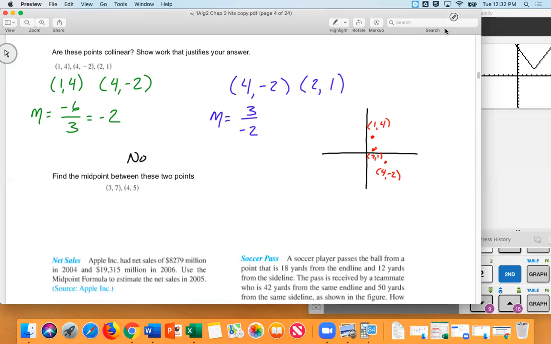Watch this. What's in the middle of 3 and 4? 3.5. What's in the middle of 7 and 5? 6. Guess what you just found? The midpoint. Now, it's not always that easy, but this is all we're doing. We're simply doing (3 + 4) divided by 2, (7 + 5) divided by 2. We're finding the average of my two endpoints.